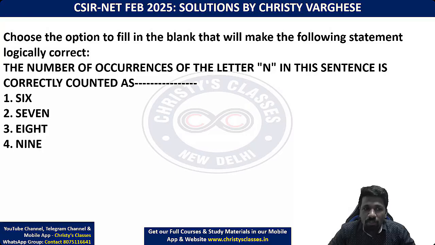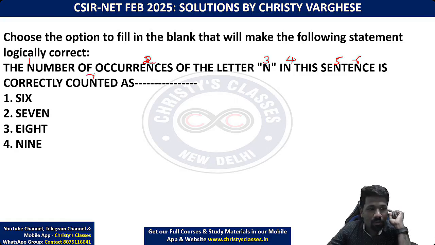So choose the option to fill the blank that will make the following statement logically correct. The number of occurrences of the letter N in this sentence is correctly counted as. So N को count करना है. Let us count it. 1, 2, yeah, carefully count करना है. एग्जाम में 1 N skip किया तो भी आंसर गलत होगा. 3, 4, 5, 6, 7.